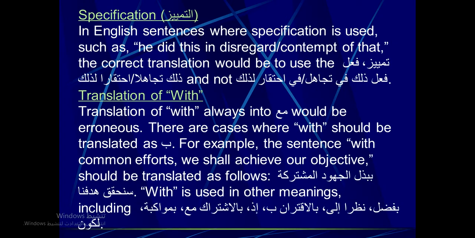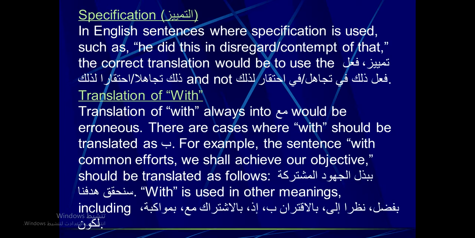Now let's talk about specification التمييز. In English sentences where specification is used, such as he did this in disregard or contempt of that, it's not correct to translate it as فعل ذلك في تجاهل أو في احتقار لذلك. No. The correct translation would be to use the تمييز and say فعل ذلك تجاهلا أو احتقارا لذلك, not literally to say في تجاهل أو في احتقار. Okay?